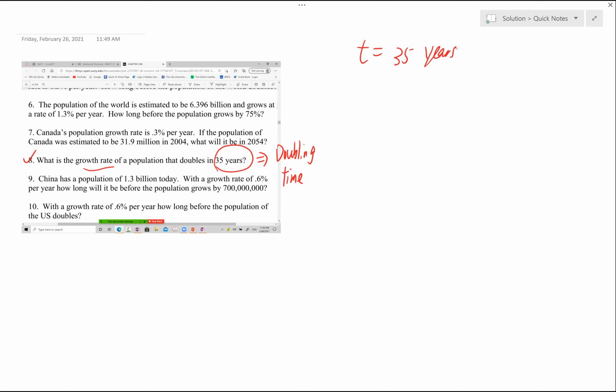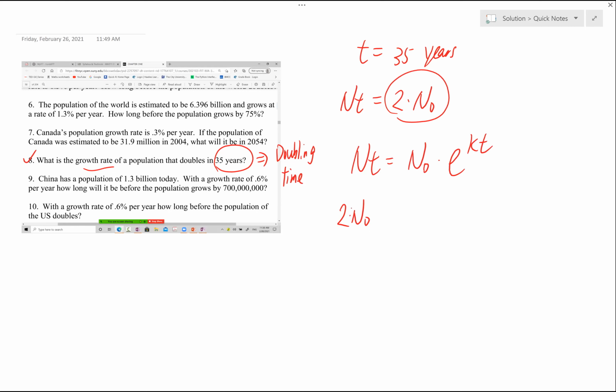And then we have a relationship between the population after 35 years, which is the ending population NT, and the initial population N0. So NT is twice as much as N0. And that's all we have. It's very straightforward. So now again, we just write down the formula NT equals N0 times e to the KT. And we just throw in whatever we have, right? NT is 2 N0, K we're looking for, and T is 35.